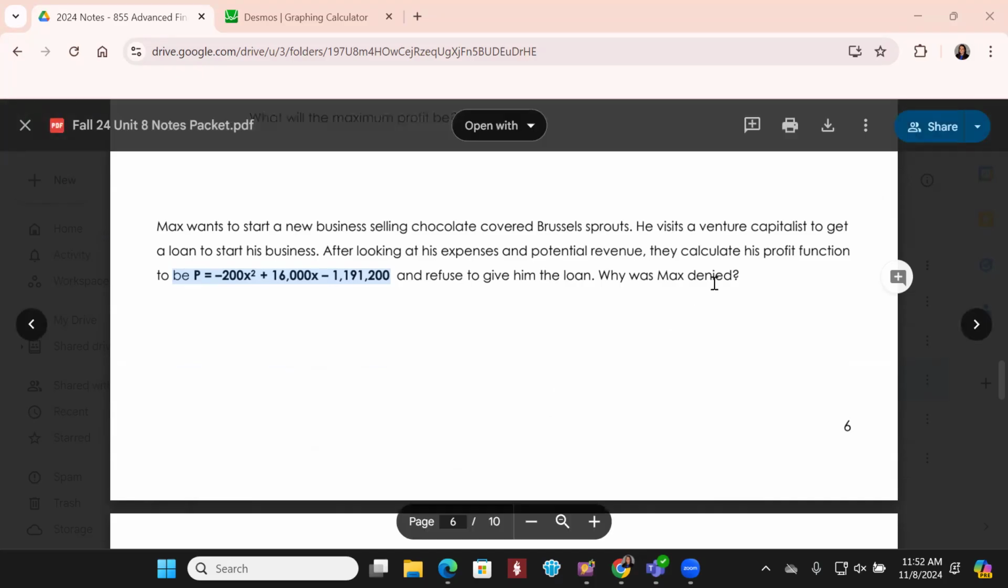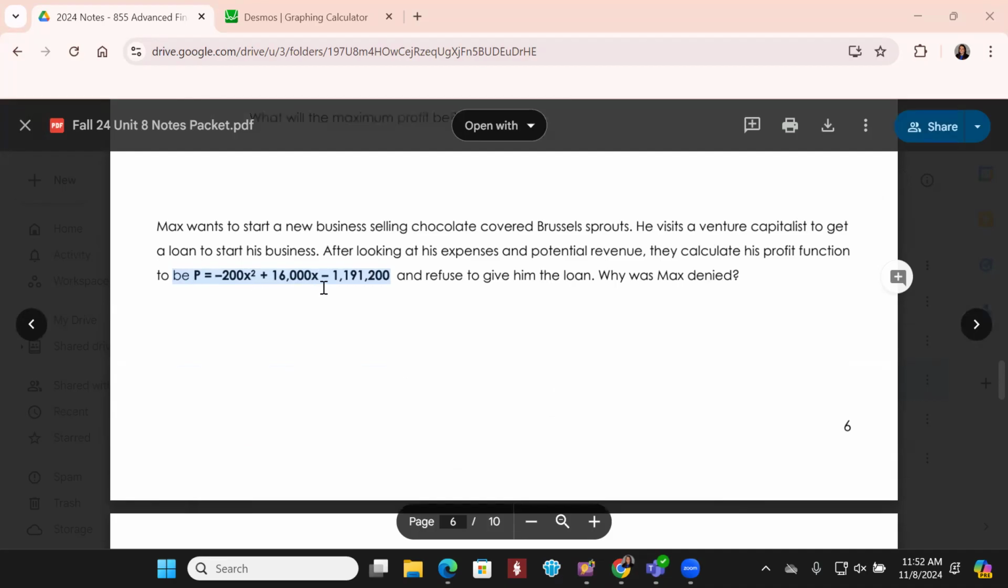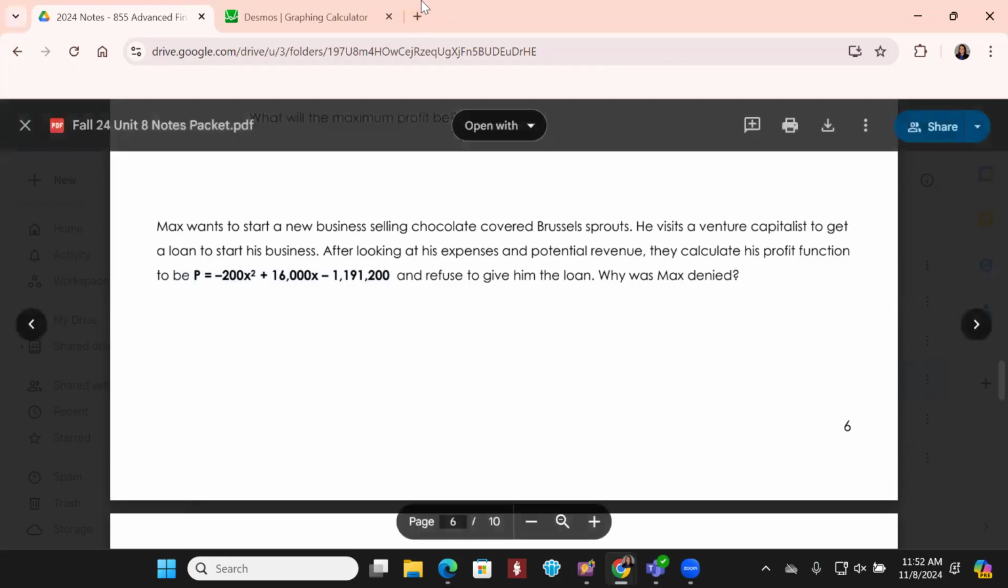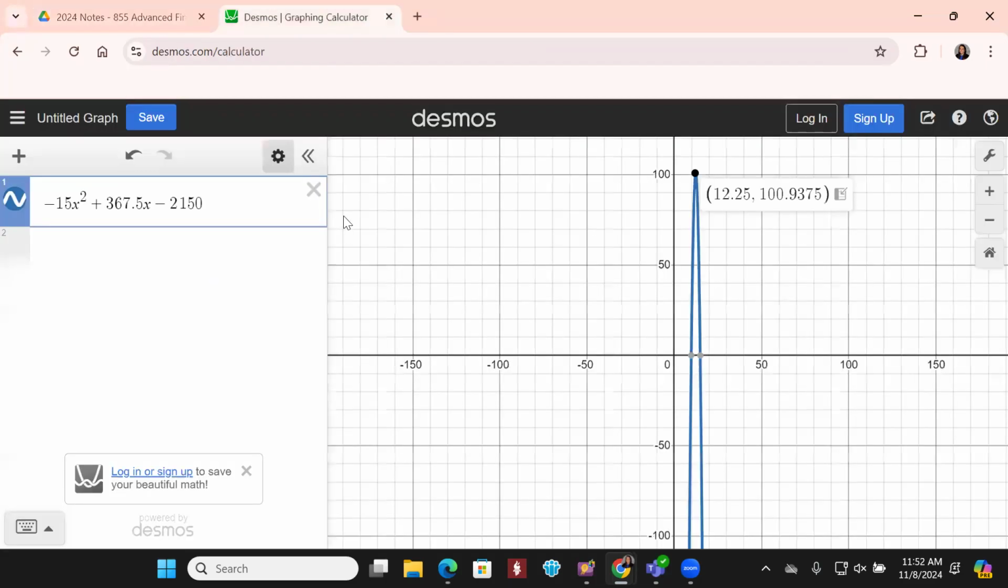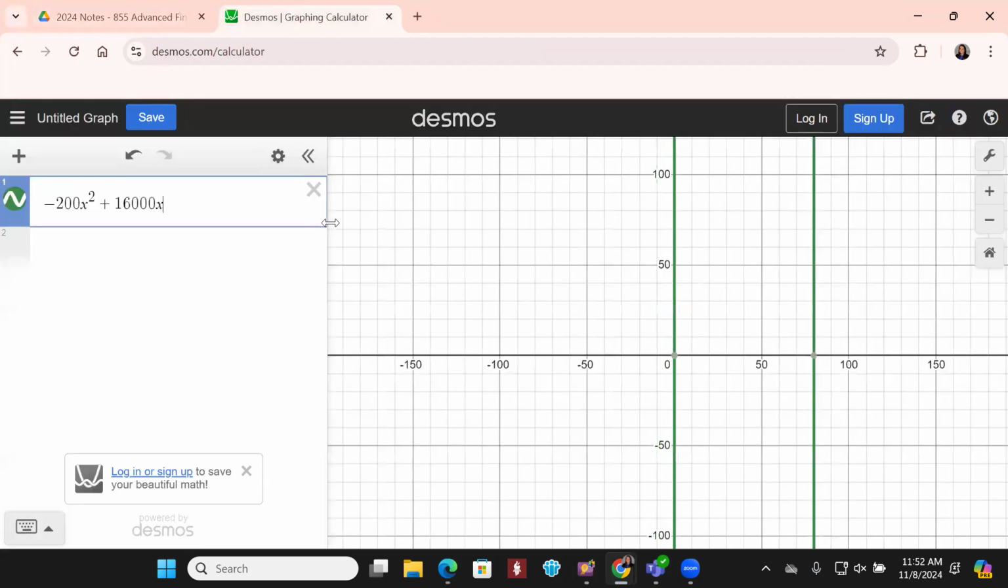Okay. He visits a venture capitalist to get a loan. After looking at his expenses and potential revenue, then he calculates this equation. Graph this and tell me why won't they give him a loan. Graph it. Why won't they give him a loan? Besides the fact that it's a dumb idea.